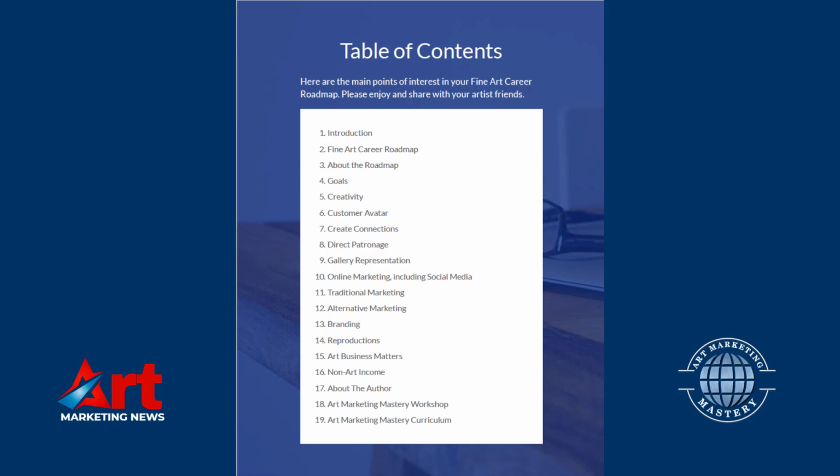So there's an introduction about the roadmap, and then we get into the more important things: goals, creativity, customer avatar, creating connections, direct patronage, and so forth. Important thing to notice here is you see that little hand, that means this is a hyperlink. So if you want to just go to the section that is of most importance to you at the moment, click on that. It'll take you directly to that page.